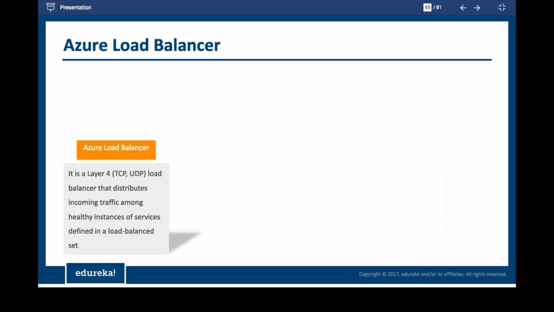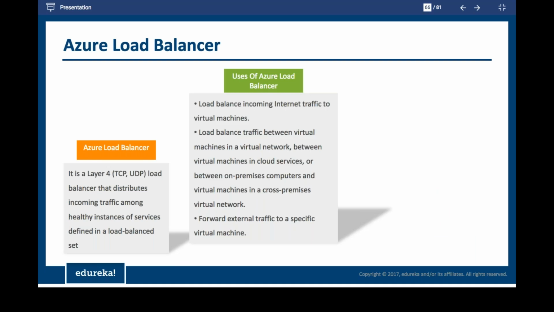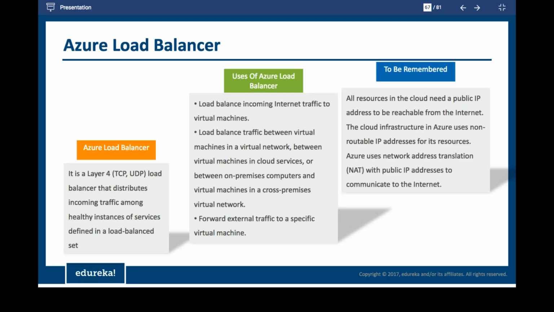Your Azure load balancer will distribute at layer 4. It gets the incoming traffic and distributes it across the virtual machines. The virtual machines will be available within the virtual network, or it can even be cross-premise, between the on-premise and the cloud. It can also distribute over there.